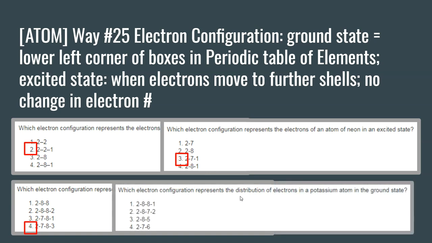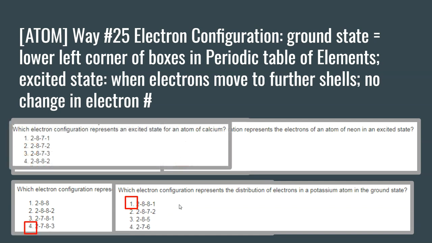Which electron configuration represents the distribution of electrons in a potassium atom in the ground state? For problems like this, you can just simply look up potassium on the periodic table and find its electron configuration, because every electron configuration on the periodic table represents ground state, unexcited. Okay, when we look up potassium, it has 2-8-8-1, therefore the answer choice 1 is correct.